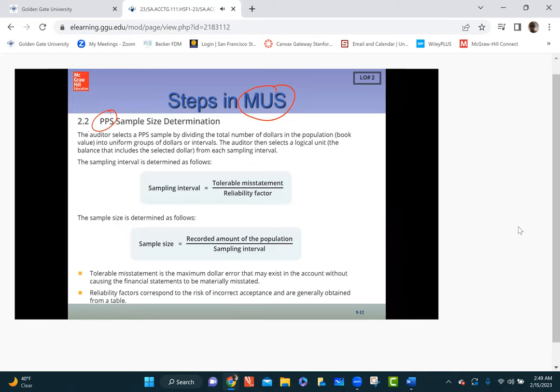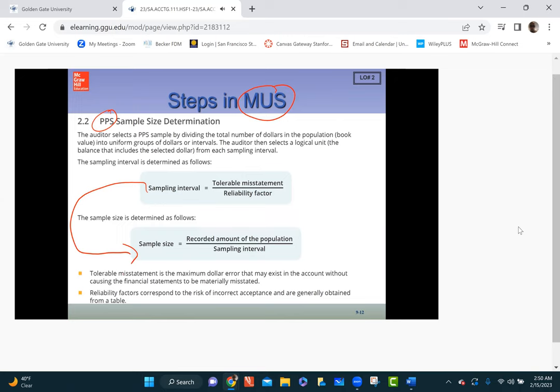Now, what we'll do is we will come up with a sampling interval, and we'll take the sampling interval by taking our tolerable misstatement and dividing it by something called the reliability factor. Reliability factor is generally derived from a table that assigns certain factors to your various confidence levels, and we're going to see how the confidence level will affect sample size. We'll see that table on the next slide. Our recorded amount of the population is then divided by our sampling interval, and that will give us the sample size. Notice we calculated the sampling interval up here, brought it down here as the denominator in this fraction, and divided it into the population size.